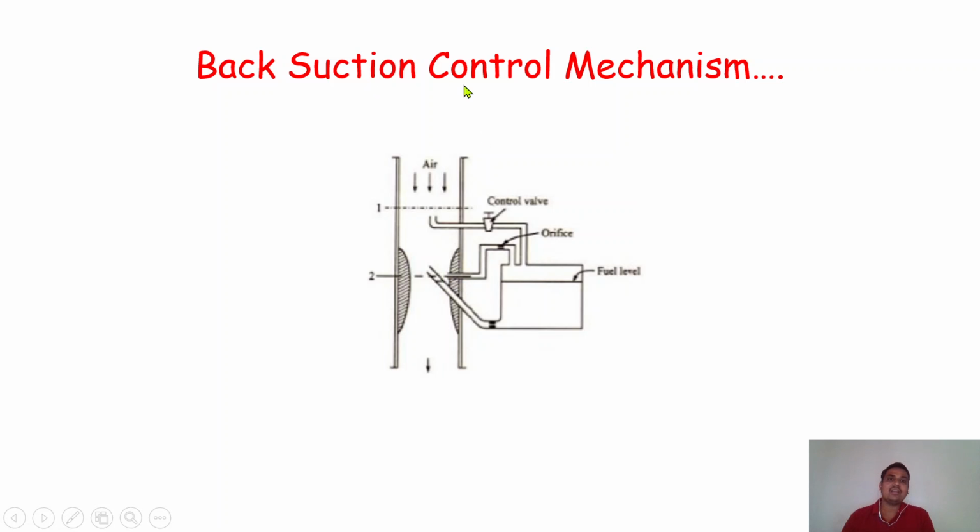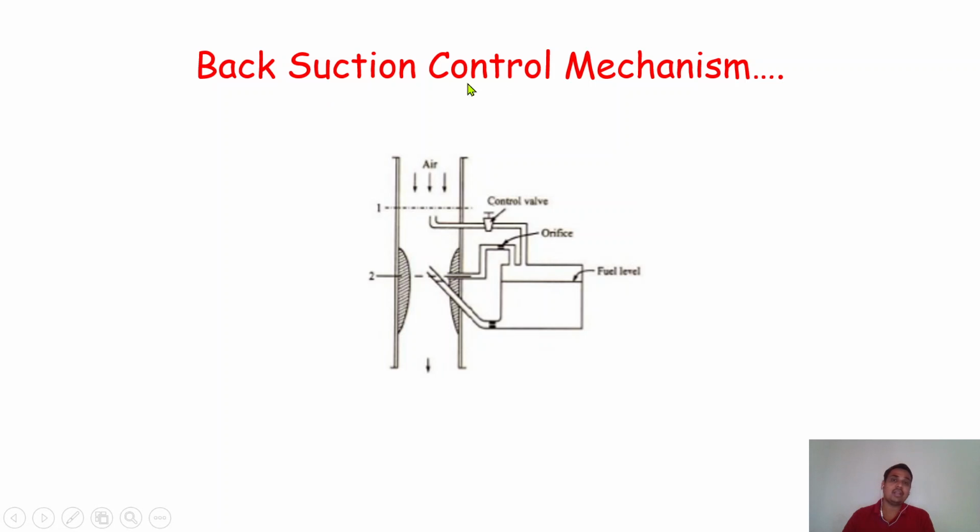So this back suction control mechanism acts both ways. Sometimes the pressure is very much reduced, and because of that more air will be supplied through this particular jet, and at that time it works and is able to maintain the pressure inside the fuel chamber, and because of that we can reduce the supply of fuel. Sometimes, as per the requirement of the engine, more mixture has to be supplied.